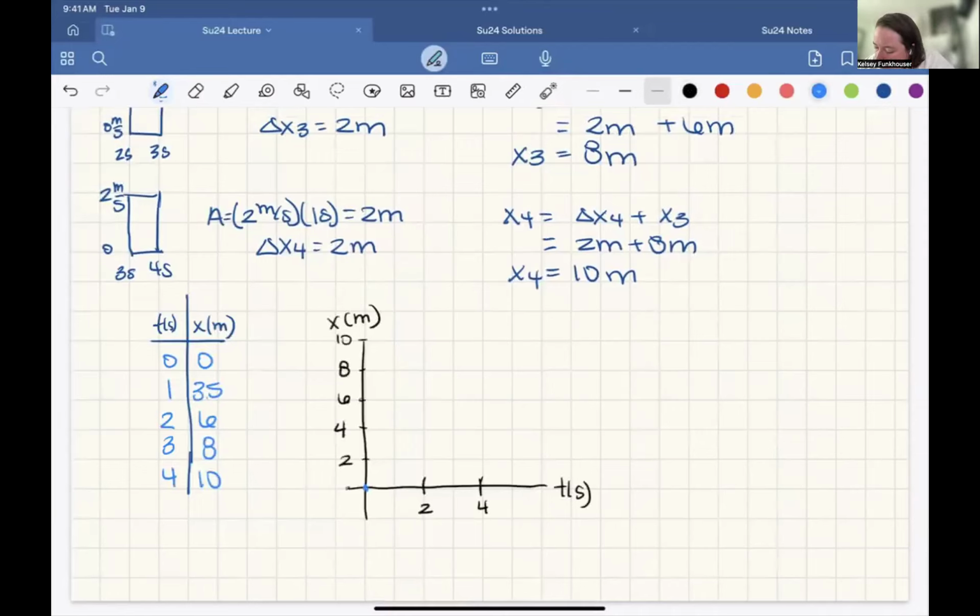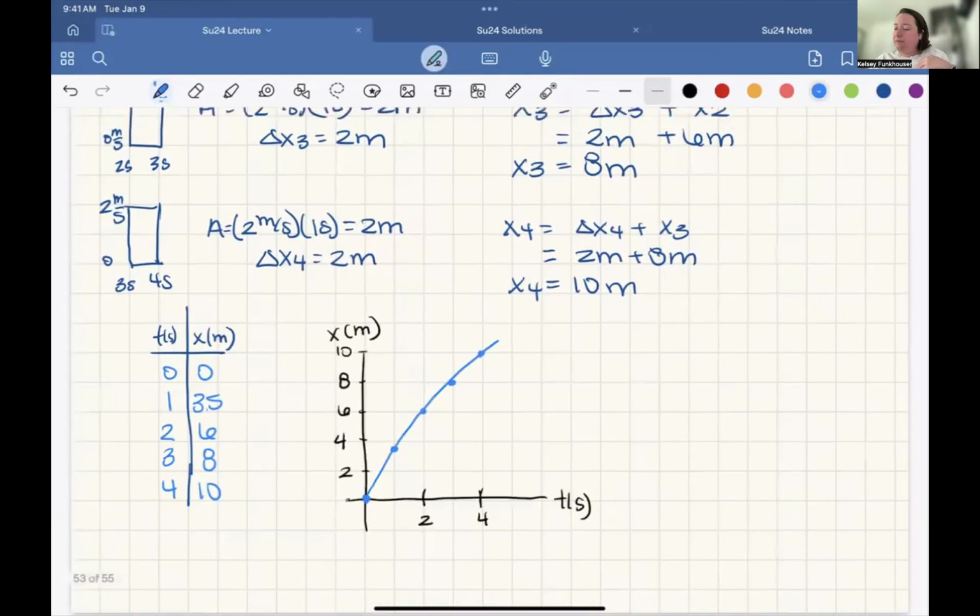There we go. So at 0, we're at 0. At 1 second, that's this one, we are at 3.5. Oh, wait, no, that's 3. So it would be right there. At 2 seconds, we're at 6. So right here. 3 seconds, we're at 8. And 4 seconds, we're at 10. So we kind of curve a little bit initially and then sort of straighten out. Okay, so there's our position graph.